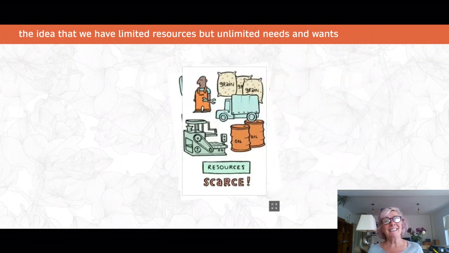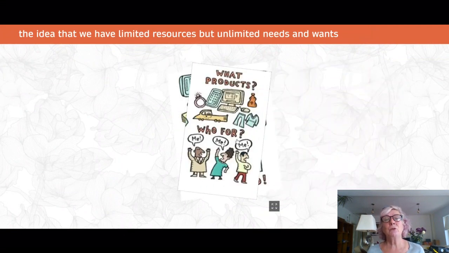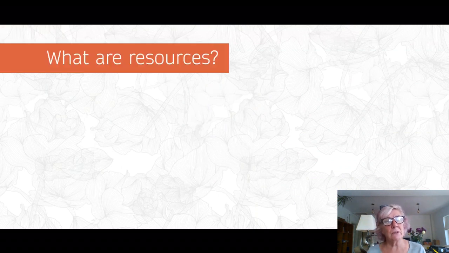And that means that as a society, we have to choose what products we're going to produce with our resources and who is going to get those products. And these are economic decisions, and these are the kind of decisions that we'll be studying in economics. So before we finish here, I just want to think about this idea of resources. We've talked about resources a lot, but what do we mean by resources?